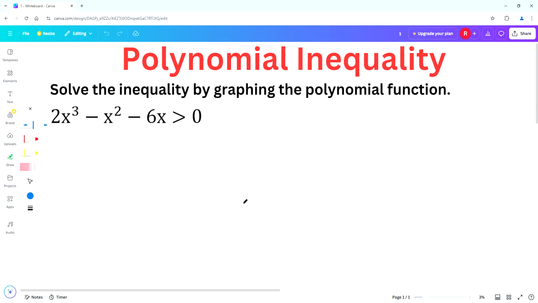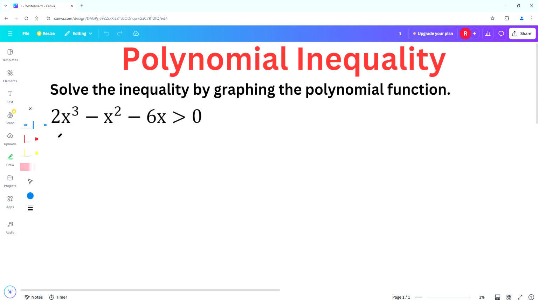In this video, we'll solve a polynomial inequality. As per the problem, solve the inequality by graphing the polynomial function. The inequality is 2x cubed minus x squared minus 6x greater than 0. This is a cubic polynomial because the degree is 3. The highest exponent on the variable x is 3.